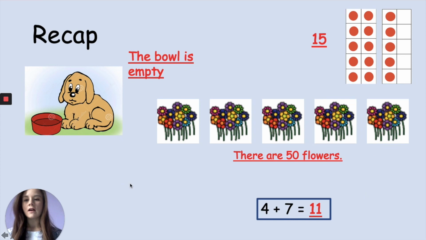The answers are: the bowl is empty, so there's nothing in there. 15, so here we have 5, 10 and 5, that makes 15. There are 50 flowers: 10, 20, 30, 40, 50. And 4 add 7 equals 11. Well done if you got that right, because today it was really tricky.